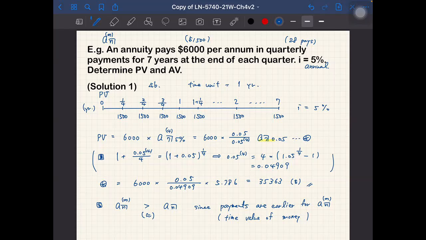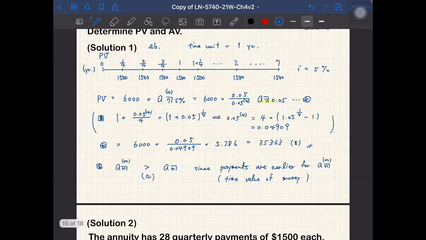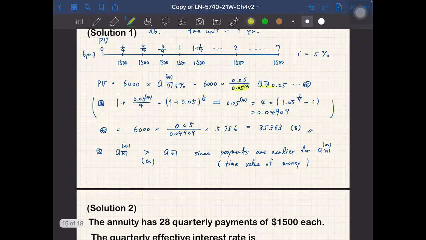Okay, so this is the first method. Basically we use the formula, and the only thing we have to calculate is i superscript 4. And of course, we have to apply the annuity formula once.